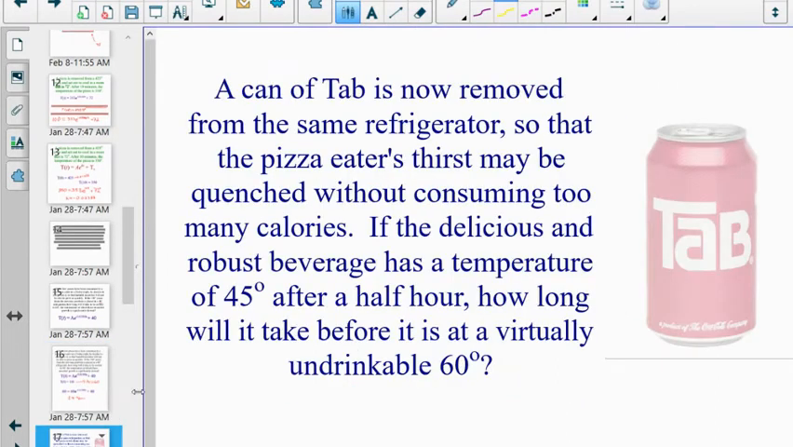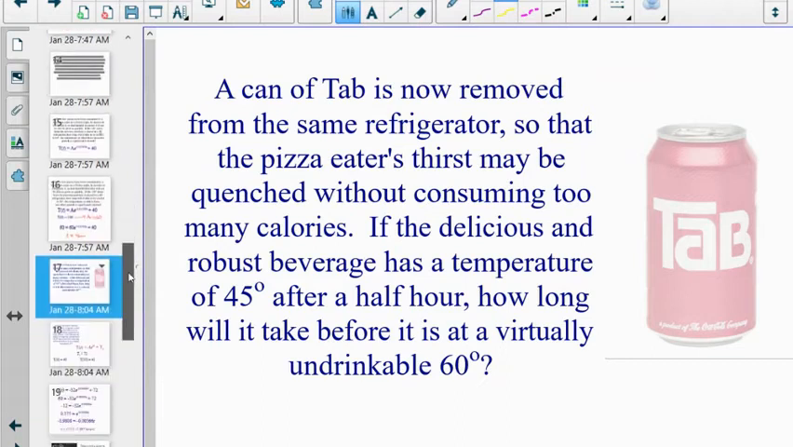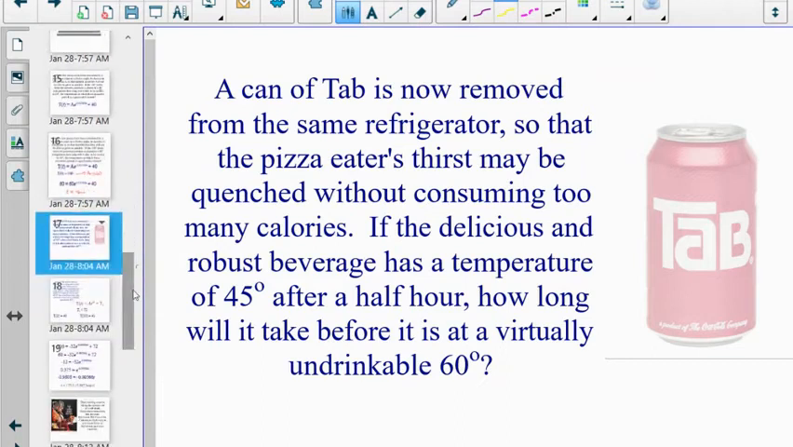And then one final situation for us to look at, one final Newton's law of cooling situation. I'm going to take a can of Tab, the refreshing and robust flavor of Tab, out of the refrigerator so I can quench my thirst without consuming too many calories. If the delicious and robust beverage has a temperature of 45 degrees after half an hour, how long is it going to take before it's at a virtually undrinkable 60?